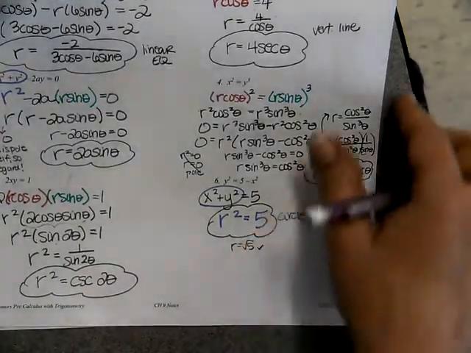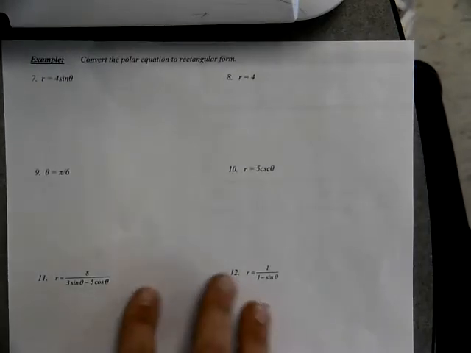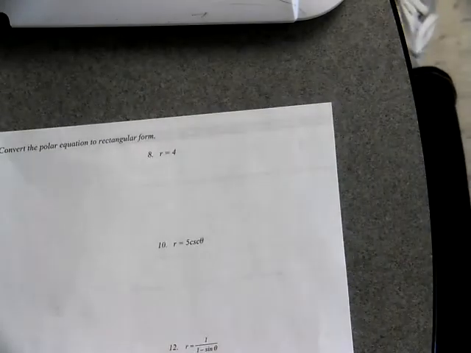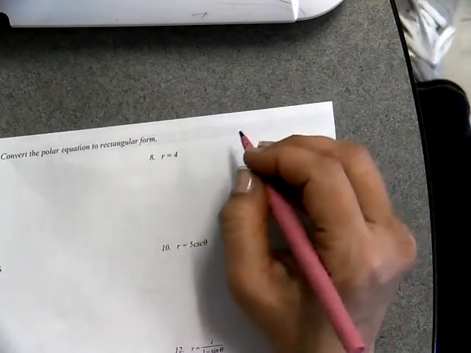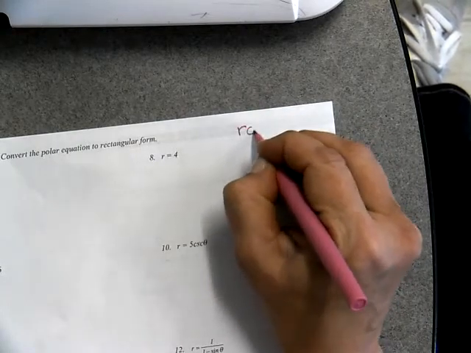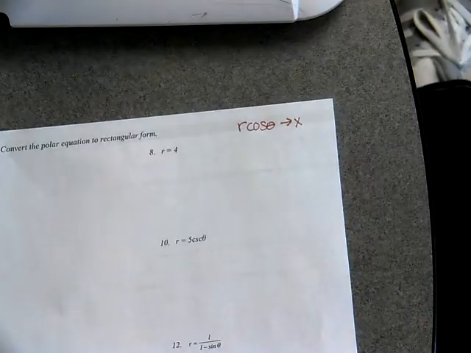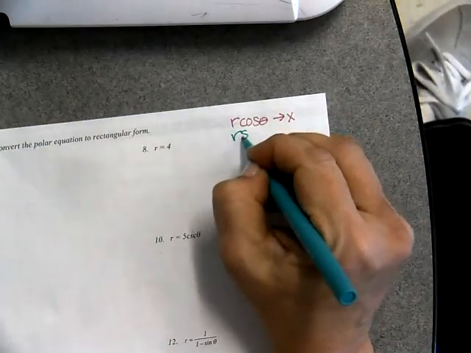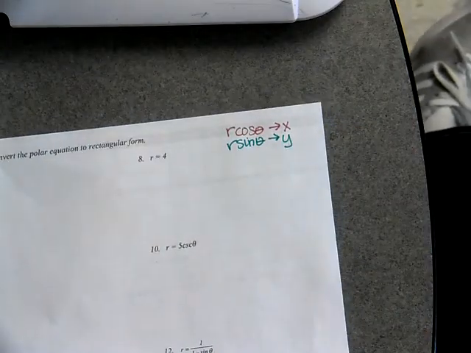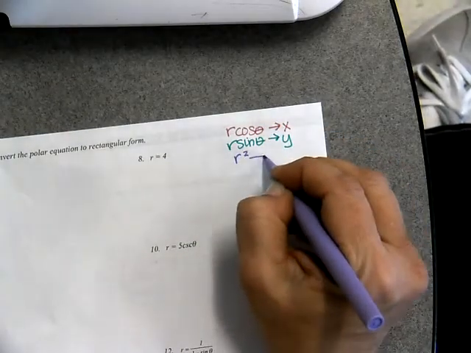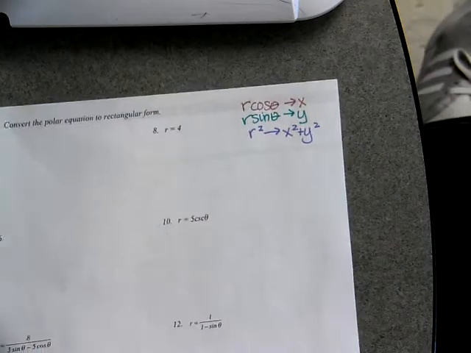So now that we've done that, let's convert the polar equation to rectangular form. To do this, anytime we see an r cosine theta, we're going to turn that into x. Anytime we find an r sine theta, we're going to turn that into y. And anytime we have an r squared, we're going to turn that into x squared plus y squared. Okay.